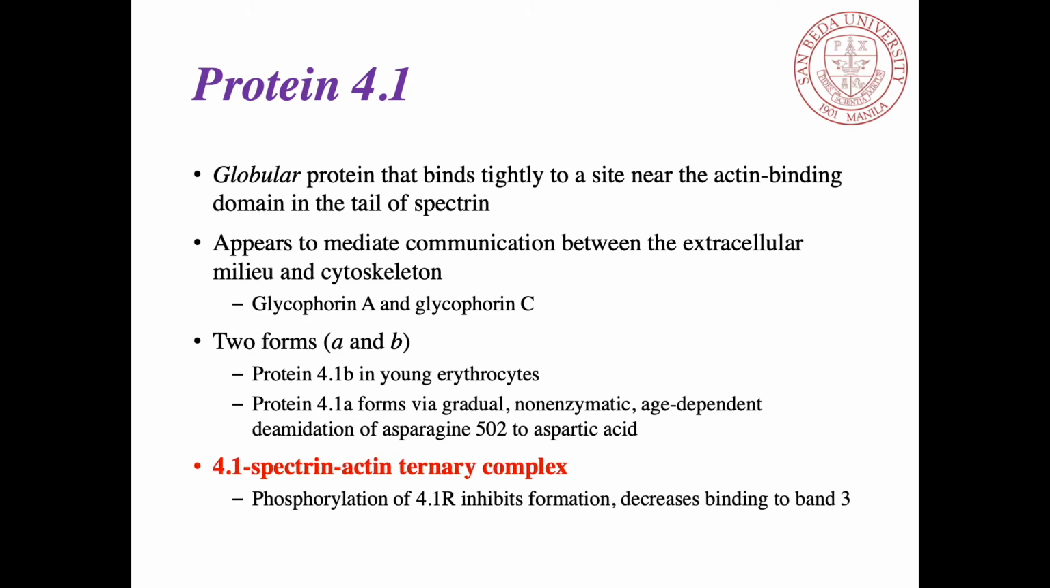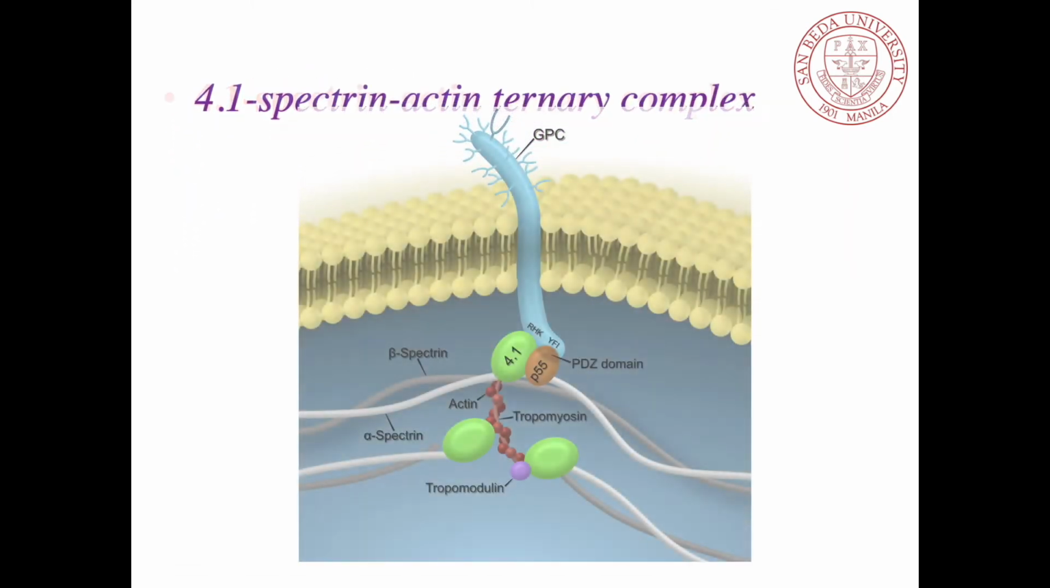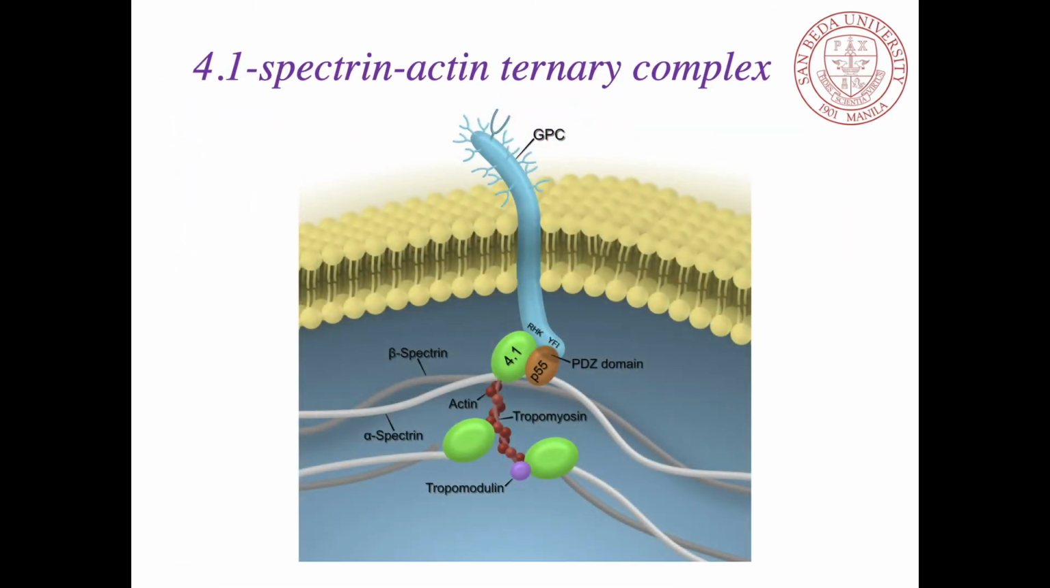Protein 4.1 complexes with spectrin and actin to form the 4.1 spectrin-actin ternary complex. In essence, protein 4.1, spectrin, and actin are major components of the RBC membrane cytoskeleton. The importance of the 4.1 spectrin-actin ternary complex to the structural integrity of the erythrocyte is best shown by two pathological RBC disorders: hereditary spherocytosis, and homozygous mild hereditary elliptocytosis, both of which will be discussed later under clinical correlations.